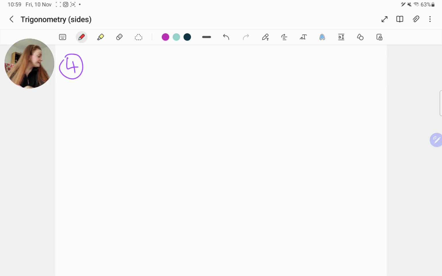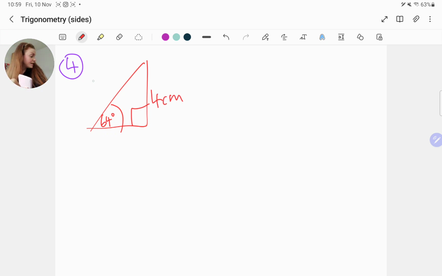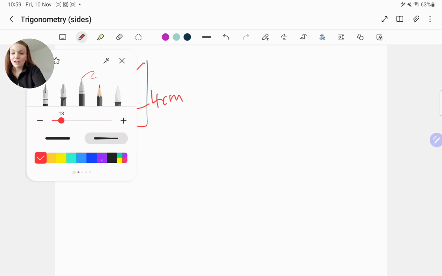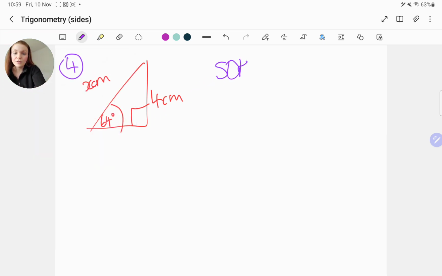So let's try this one. Here is my right angle, my angle of 64 degrees. We have 4 centimeters and we have x centimeters. So here we go. First thing, what's the topic? Trig. How do we know? Angle, side, side. So it has to be trig. Let's write our SOHCAHTOA, our acronym, SOHCAHTOA.